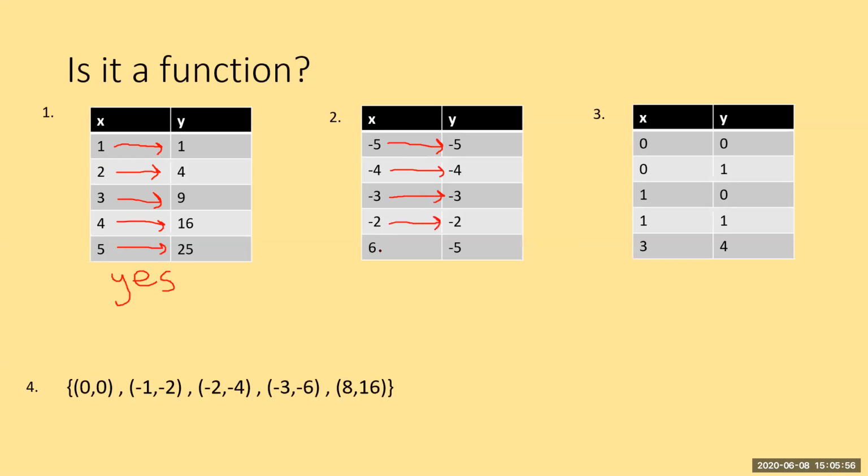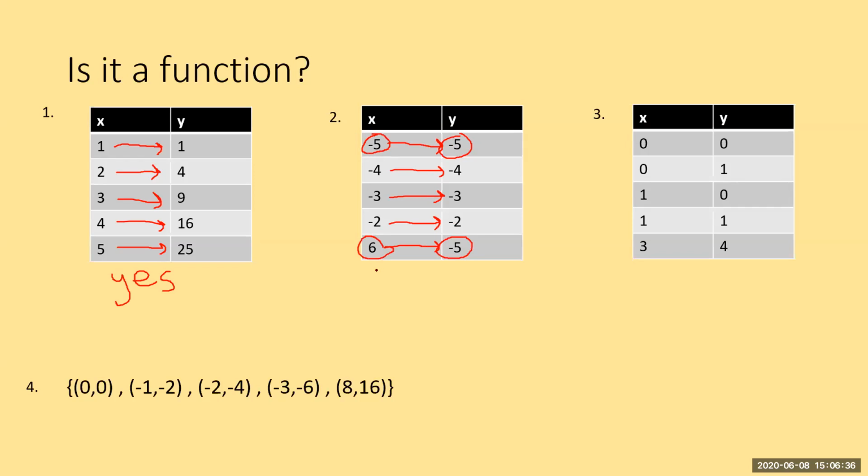Now, something that might have thrown you off here, you might have said, well, -5 is going to -5, but then also 6 is going to -5. That doesn't matter here. All that matters is each x value only goes with one y value, and that's true, right? So -5, the x value, only goes with -5. It doesn't go with any other numbers. That's also true for 6, right? 6 only goes with -5. It doesn't go with any other numbers.